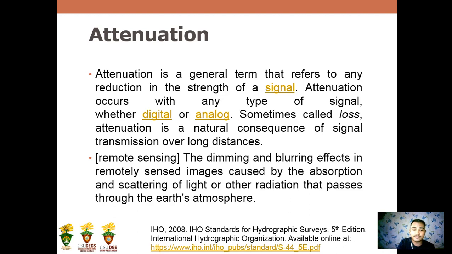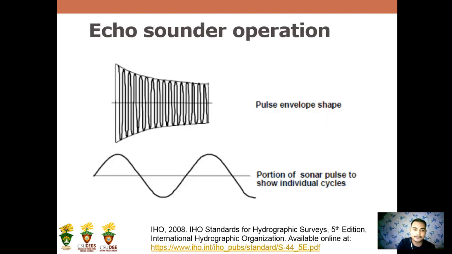So the output is there is a blur effect or dimming effect to the images. So here is the example of high frequency and low frequency signals. So there is a pulse envelope shape. This is the form of the sound waves going towards the target.